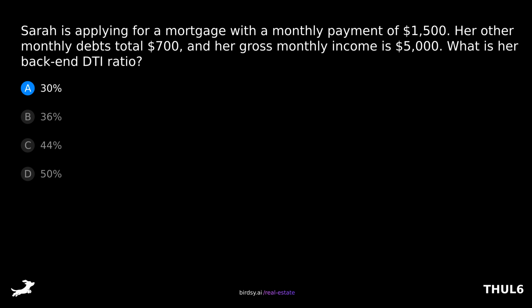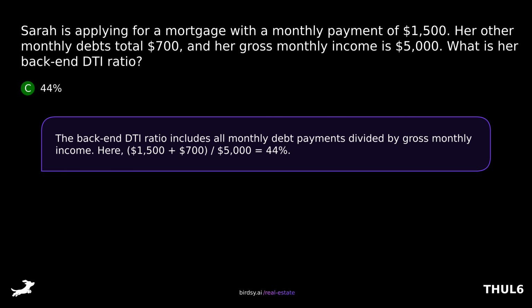Is it A, 30%, B, 36%, C, 44%, or D, 50%? The correct answer is C, 44%. The back-end DTI ratio includes all monthly debt payments divided by gross monthly income. Here, $1,500 plus $700 over $5,000 equals 44%.